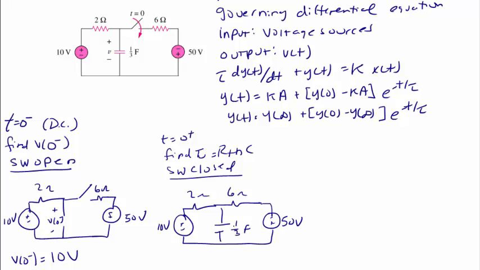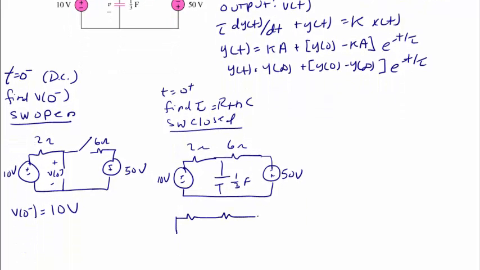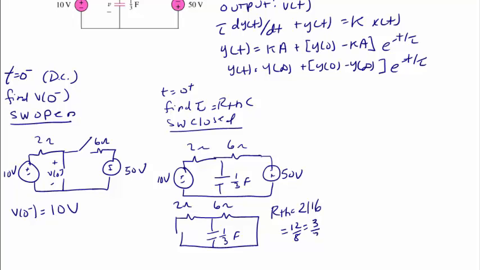However, to find R Thevenin, we turn off sources. So if I short out the 10 volts and the 50 volts, we have 2 ohms and 6 ohms. The Thevenin equivalent resistance seen by that capacitor is the 2 ohm resistor in parallel with the 6 ohm resistor, 12 over 8, or 3 over 2 ohms. So tau is equal to R Thevenin times C, 3/2 times 1/3, which is equal to 1/2.